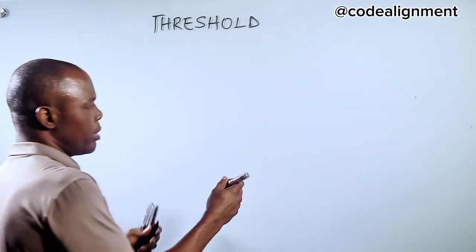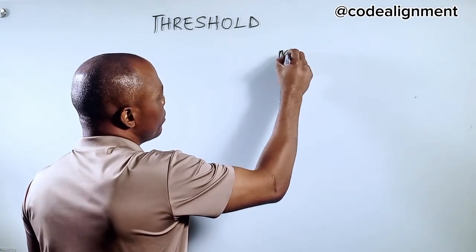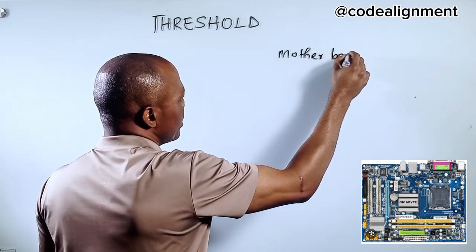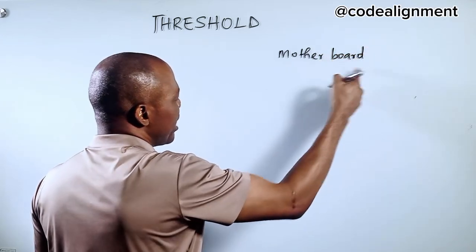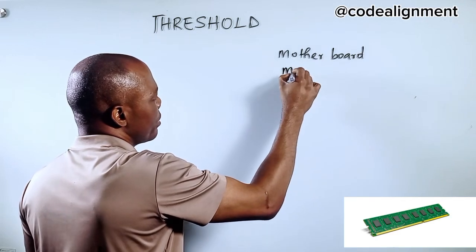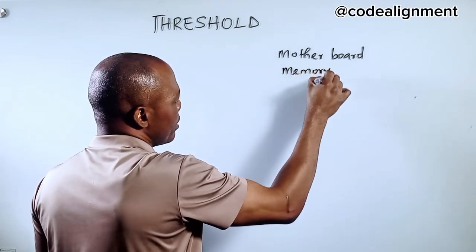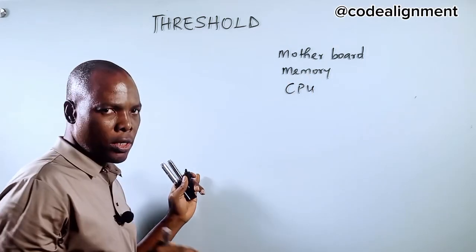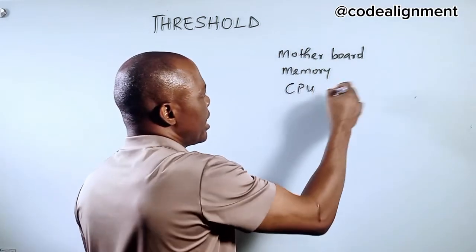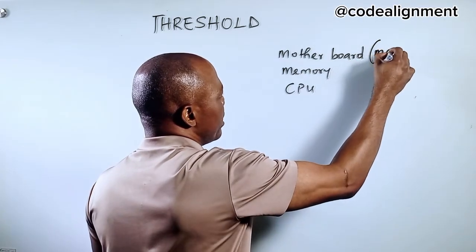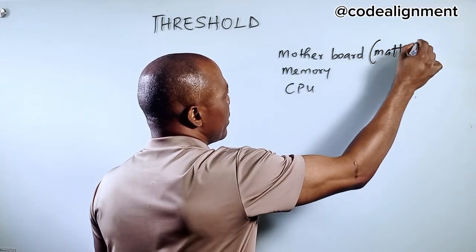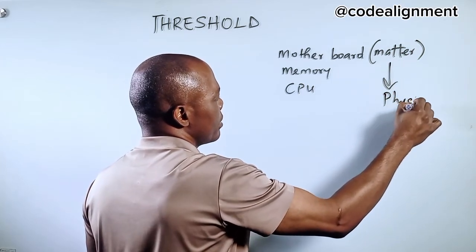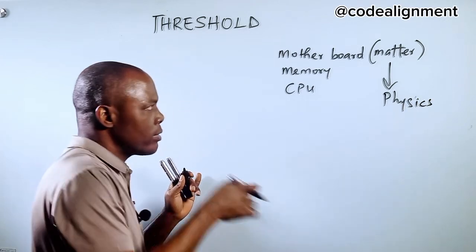So what are we looking at? When we say motherboard, computer motherboard, right? On this motherboard, you have what? You have the memory, and then we have the CPU, right? Let's just focus on this. So as far as this is concerned, this is what? Matter. And in this pure state, we are dealing with what? Physics, right? That's what we are basically dealing with.